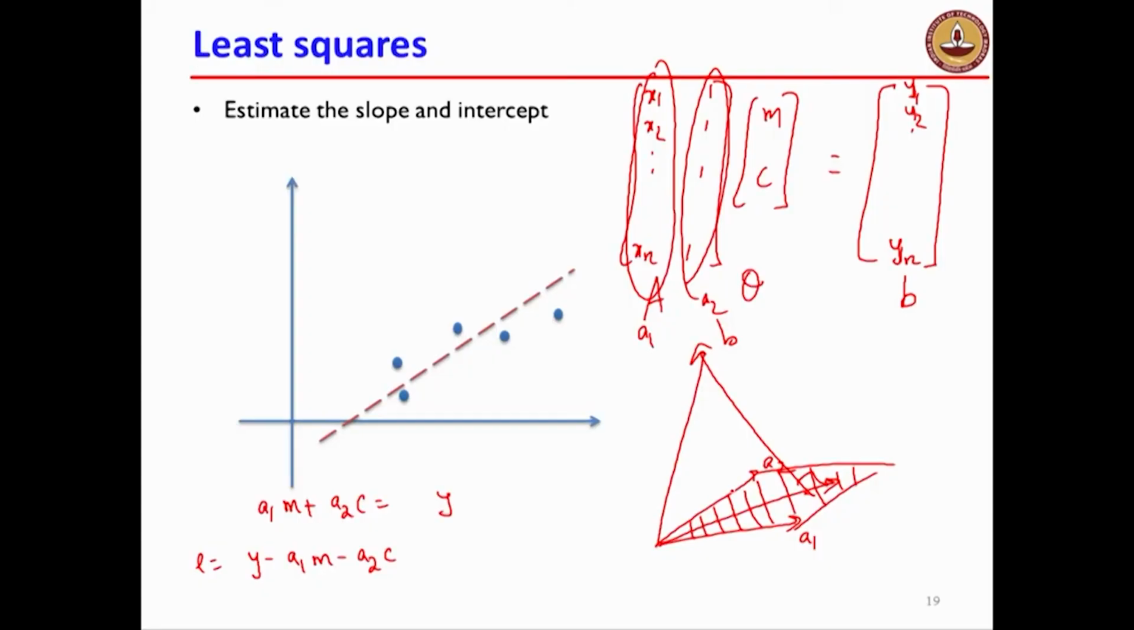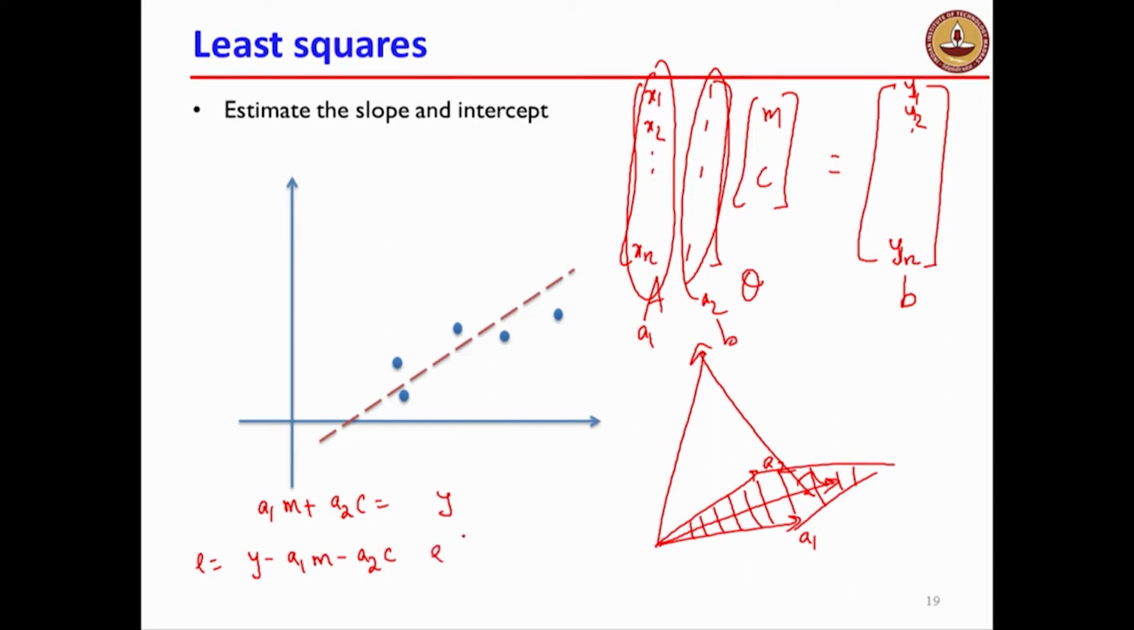And why do I want it to be as close as possible? Again, I will not delve upon that, but it's treated purely as a geometry problem. I've been given this point over here, and I'm given this plane which is formed by all possible combinations of the vectors A1 and A2. I'm trying to find the shortest or the closest point of this point from this plane. And geometrically, when is this going to be the shortest distance? When the error vector is perpendicular to this plane over here.